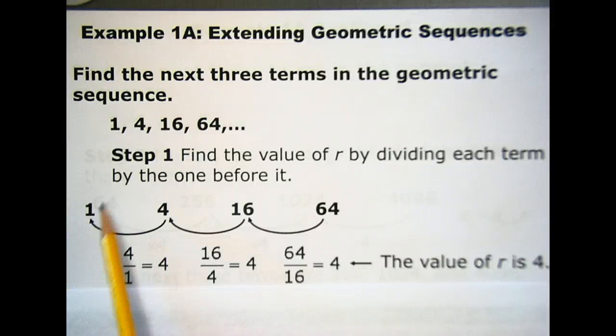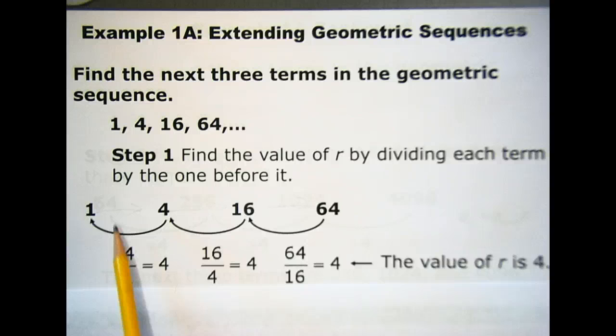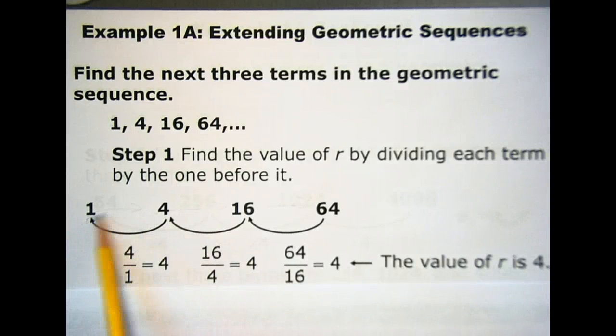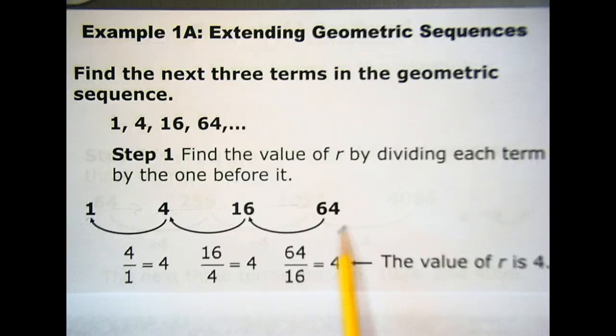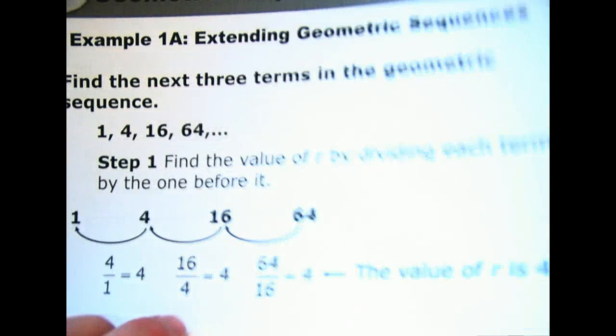Or if you say, what am I multiplying every time to get the next one? That's pretty easy in this one. These numbers are easy. 1 times 4 gives me 4, and 4 times 4 is 16. How many got that r is 4? So the next 3 terms we just multiply by 4, right? Okay, Caleb, what do you get for the next 3?